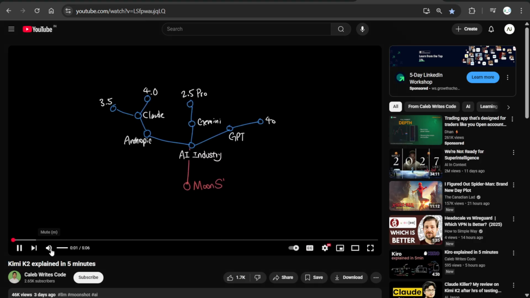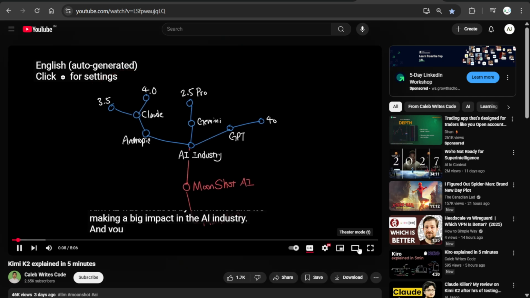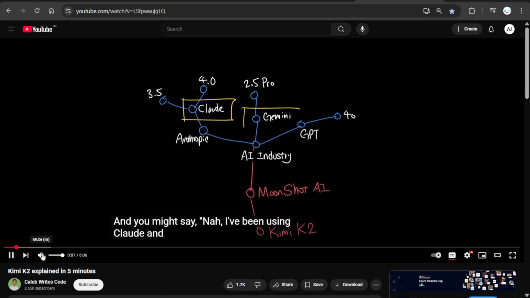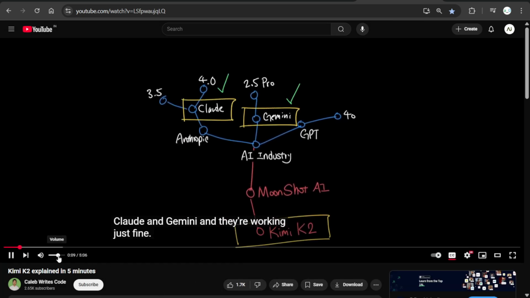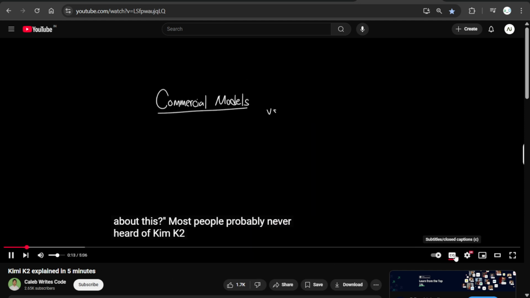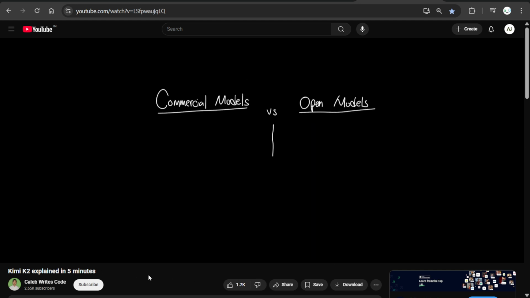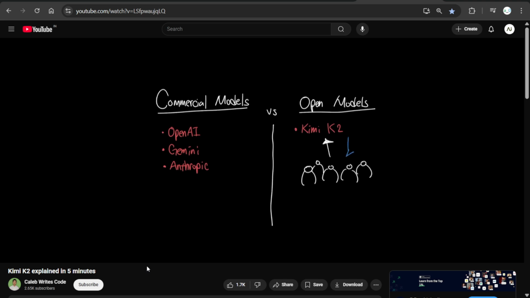Kimi K2 was released by Moonshot and it's making a big impact in the AI industry. And you might say, nah, I've been using Claude and Gemini and they're working just fine, so why should I really care about this? Most people probably never heard of Kimi K2 or even Moonshot because on the commercial side, the market is widely dominated by OpenAI, Anthropic, and Gemini, but there's a reason why the open model community is raving about models like Kimi K2.